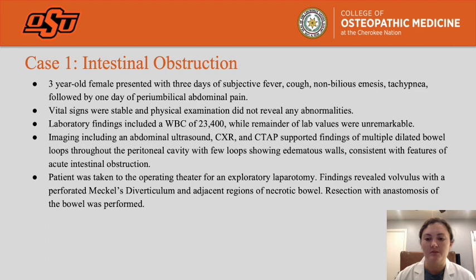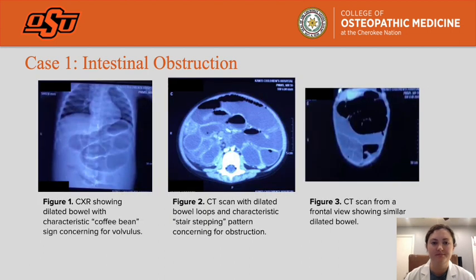The patient was subsequently taken to the OR for an exploratory laparotomy where findings revealed a volvulus with perforated Meckel's diverticulum and adjacent regions of necrotic bowel. Resection with anastomosis of the bowel was performed.